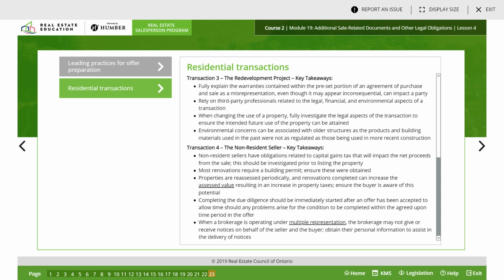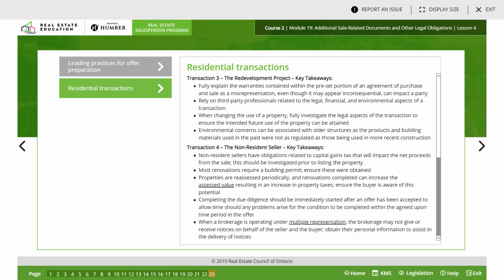Can impact a party. Rely on third-party professionals related to the legal, financial, and environmental aspects of the transaction. When changing the use of a property, fully investigate the legal aspects of the transaction to ensure the intended future use of the property can be attained. Environmental concerns can be associated with older structures, as the product and building materials used in the past were not regulated as those being used in more recent construction.